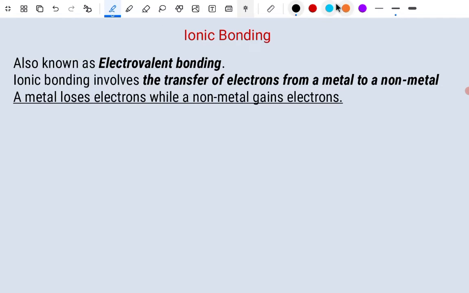Ionic bonding is sometimes known as electrovalent bonding. This is due to the fact that this type of bonding involves the loss and gaining of electrons. So the loss and gaining of electrons is where the term electrovalent comes from. Electrovalency refers to the electrons being lost or gained.